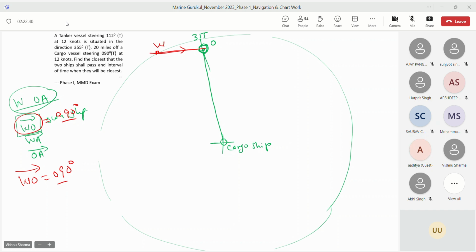Yes, sir. Okay. Now, W comes in WA, and WA is the target vector. The tanker course, W to A course, is 112 degrees true. So from W, I can draw 112 for the target. Yes or no? Yes, sir. This is target. Correct, beta? Yes, sir.